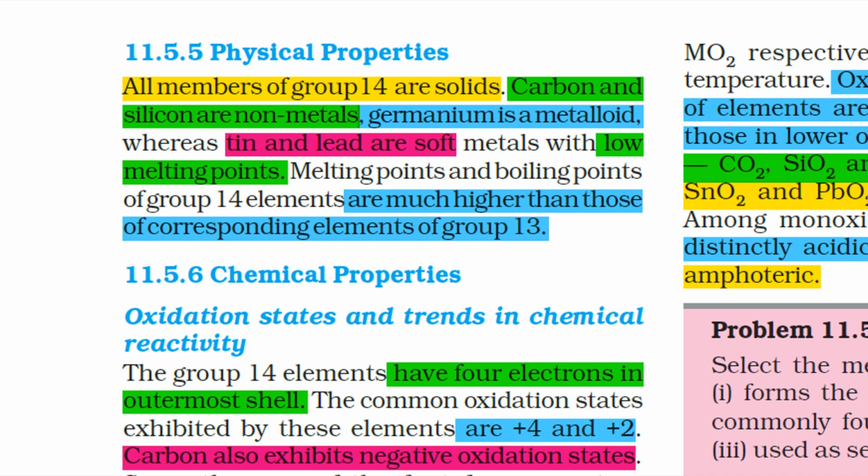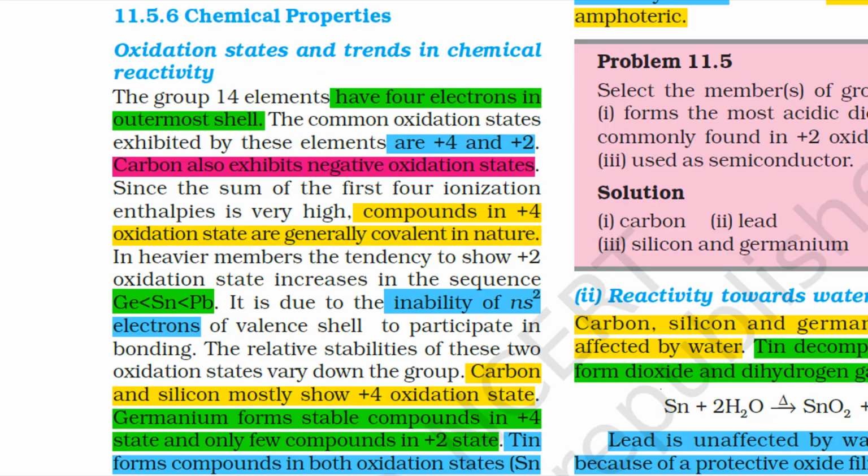Next is 11.5.6 chemical properties. So the first point is oxidation state and trends in chemical reactivity. Okay, so let's see this. In this complete paragraph, most of the things have a similar concept as boron family, so I think you will find it easier to understand. Group 14 elements have 4 electrons in the outermost shell, and we saw that in the electronic configuration ns2 np2: there are 2 electrons in the s subshell and 2 electrons in the p subshell. So that means a net 4 electrons in its outermost shell. Common oxidation states are +4 and +2, and carbon also shows a negative oxidation state. An example is CH4, in which the carbon's oxidation state is -4.